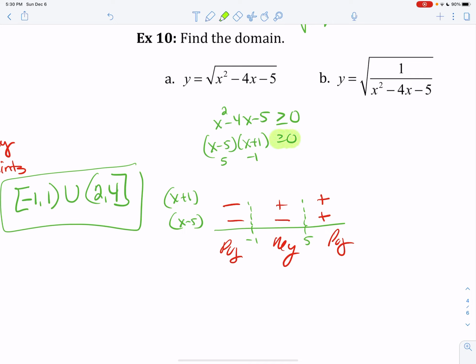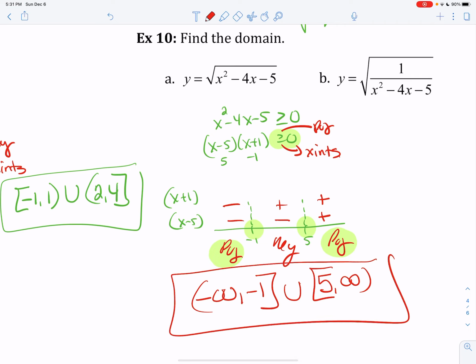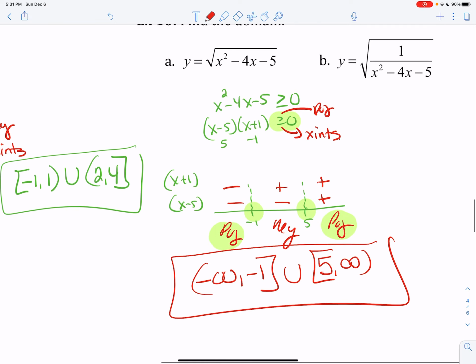And we're looking for greater than or equal to 0. So we are looking for positive intervals, and we are looking for x-intercepts. So our positive intervals are here and here. Our x-intercepts were both the negative 1 and 5. All of those we want to make sure are included in our answer. So our positive interval is going from negative infinity to negative 1. Include that negative 1, and then we're going from 5 to infinity. Include the x-intercept at 5. And that is our final answer. Okay. I'm going to leave B for you guys to do.